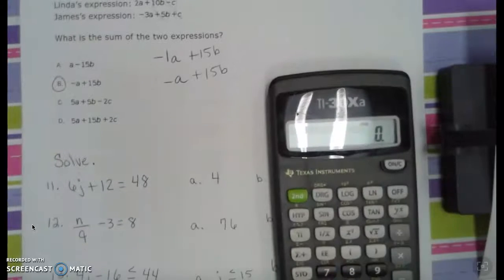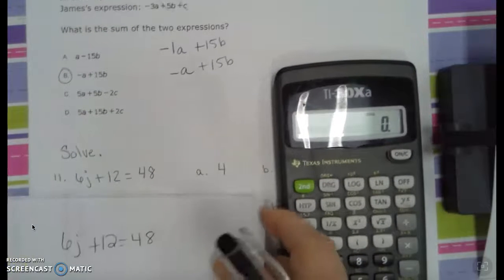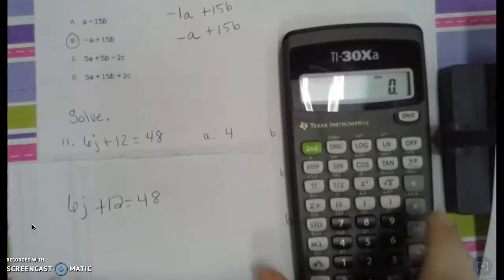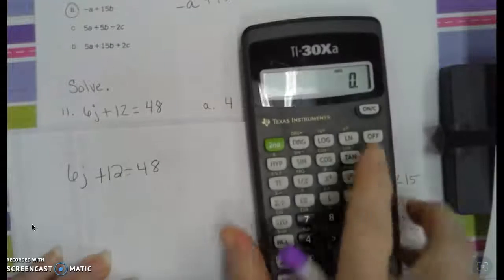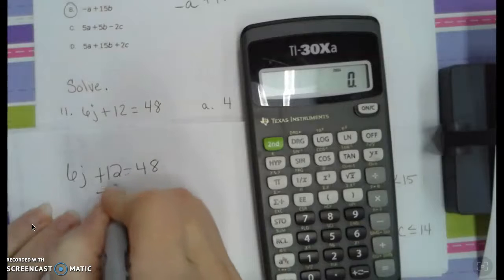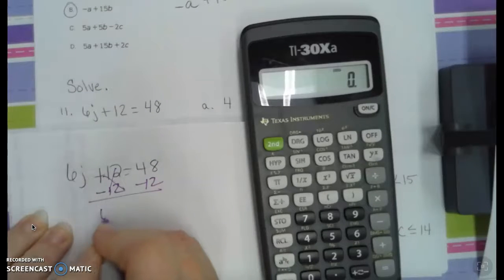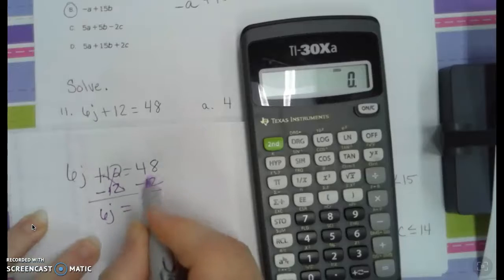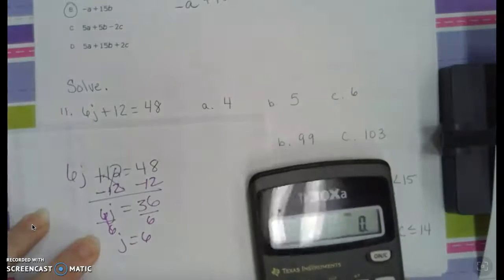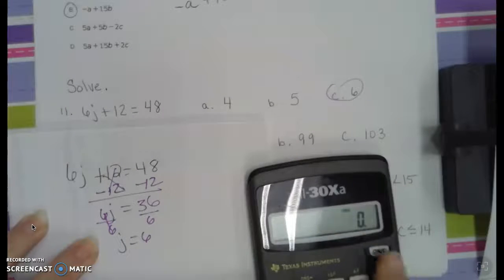All right, now we've got several equations to solve. So if I get ready to solve this one, and I don't have a different color pen in front of me, but that's okay, we'll make it work. I'm going to subtract 12 from both sides. Remember, I'm solving for j. That cancels out. 6j equals, when I subtract this, I get 36. Divide by 6, and j equals 6. So my answer will be C.